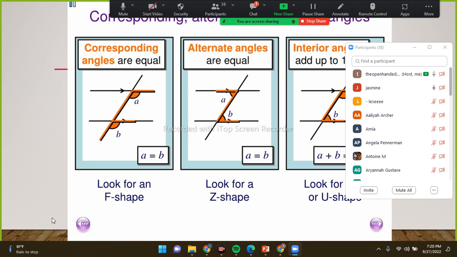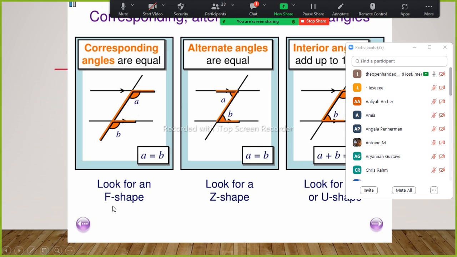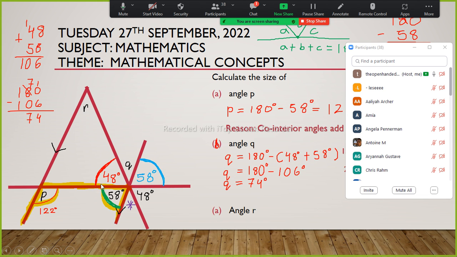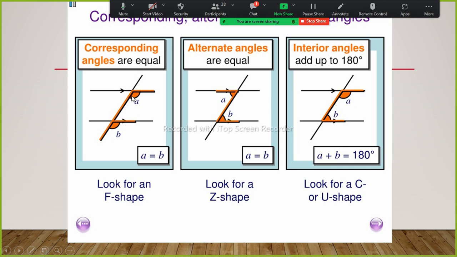Take a screenshot of that. You don't have to write this. I told you, only focus on what's on this slide, okay? But this is something that you must see. The idea here is that if we have corresponding angles, they form an F. They are equal to each other.